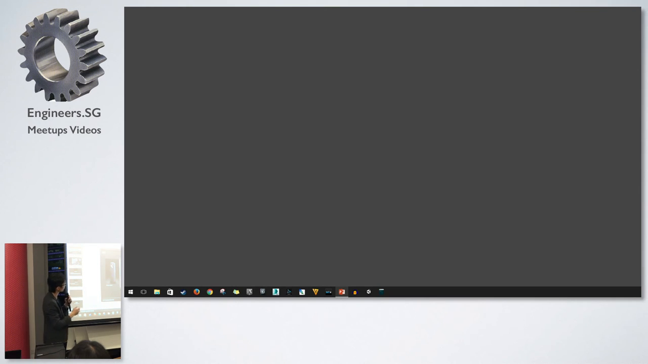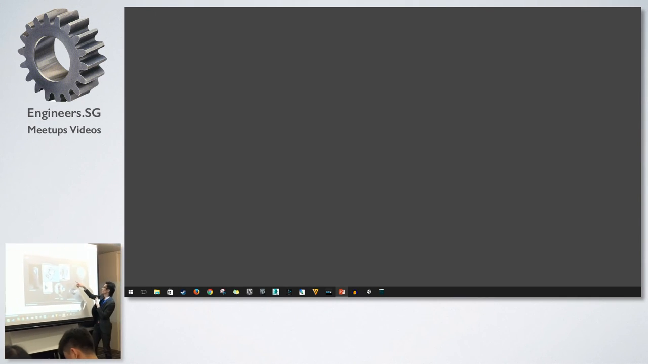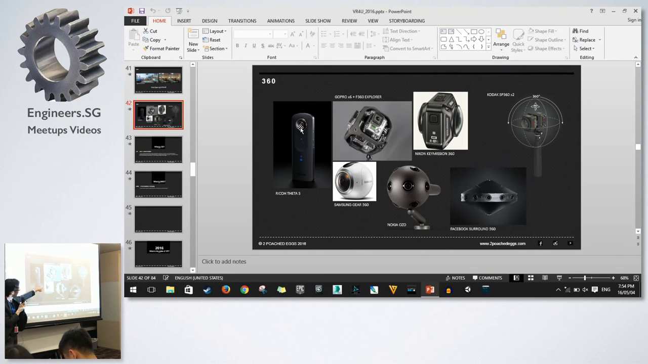We know that 360 cameras are gaining popularity these days. We have Nokia with the Ozo. We have Facebook recently with the Surround 360. We have various other options from Samsung, Ricoh Theta, Kodak, Nikon; everybody's getting into this. I don't recommend GoPro. This is a monster to use. Imagine having six cameras, and one of them decides to run out of battery. But the rest of these are kind of integrated.